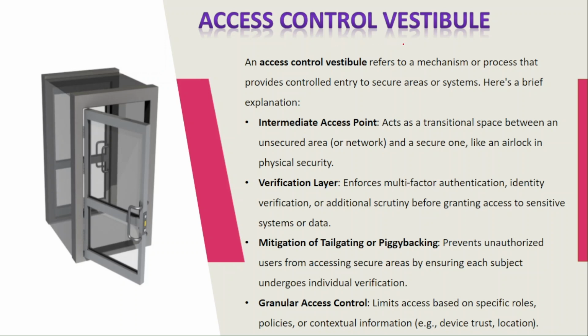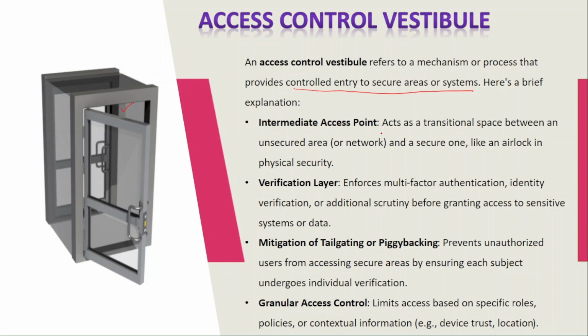Access control vestibule. So an access control vestibule refers to a mechanism or process that provides controlled entry to a secure area or system, and has a brief explanation. So it actually looks like this. It has two doors. Anyone that enters the first door must close it in order to open the second door. So this is a secure area. You can say this is an air gap system, and it prevents another person from entering behind you, or you can say that it is effective against tailgating or piggybacking.